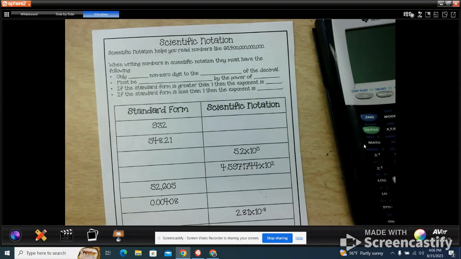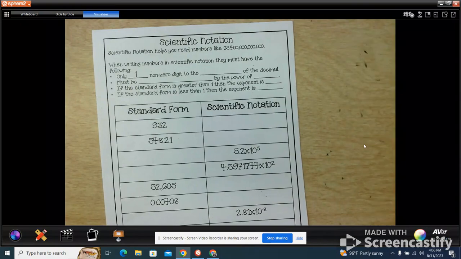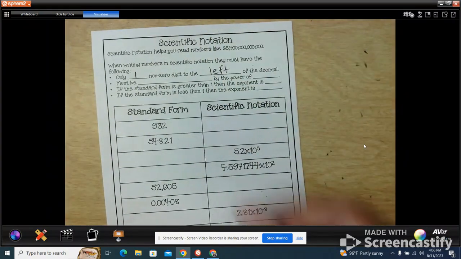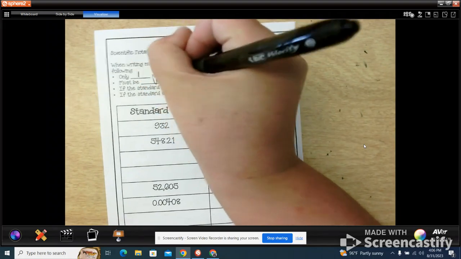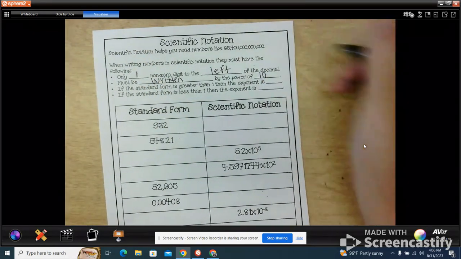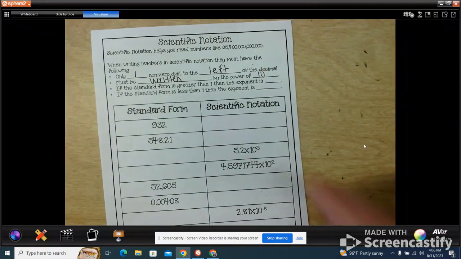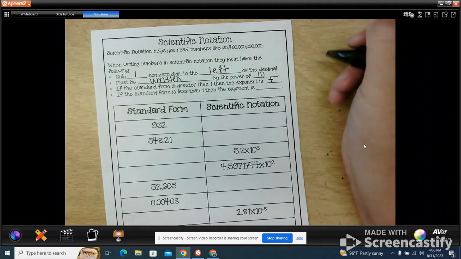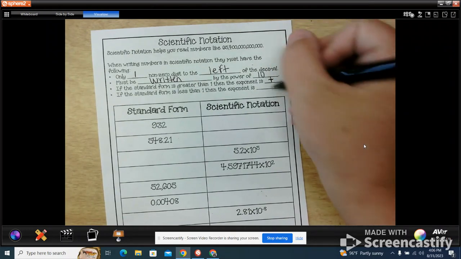When writing numbers in scientific notation, they must have the following. Only one non-zero digit to the left of the decimal. It must be written by the power of 10. So you're going to see like times 10 with a little exponent in the corner. If the standard form is greater than 1, then the exponent is positive. And if the standard form is less than 1, then the exponent is negative.